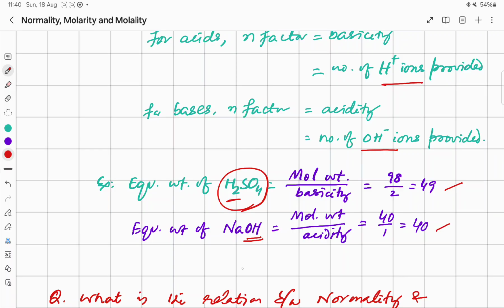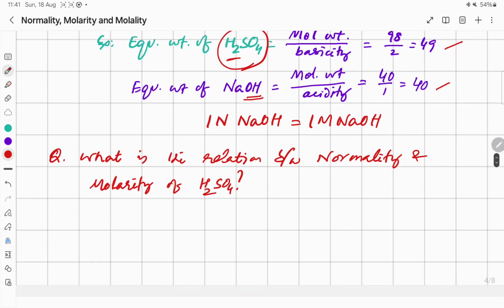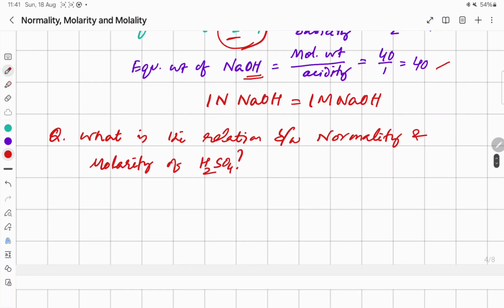So in this case, we can say 1 normal sodium hydroxide is equal to 1 molar sodium hydroxide, because the molecular weight and the equivalent weight both are same. But in case of H2SO4, it will not be same. So let us do it. What is the relation between normality and molarity of H2SO4?